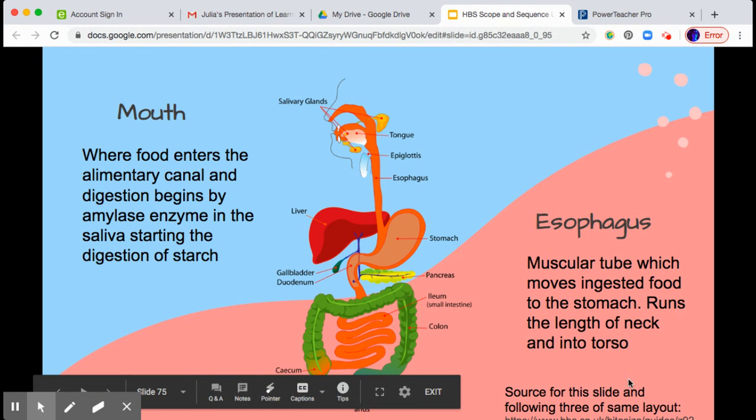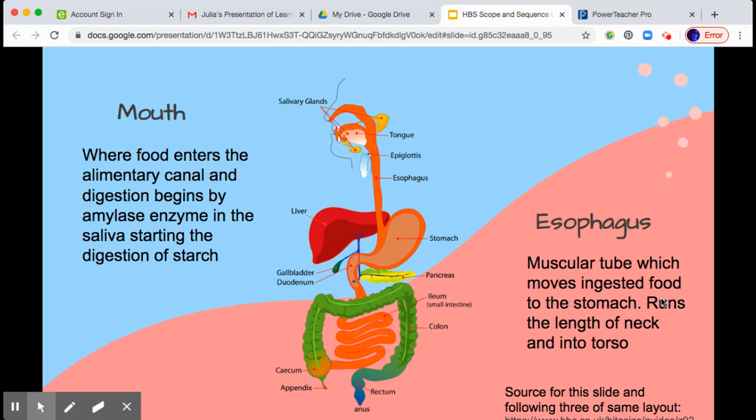Just note that there's some sources on the bottom of these slides. So if you go into your class folder, you can click on those sources if you want some more information.